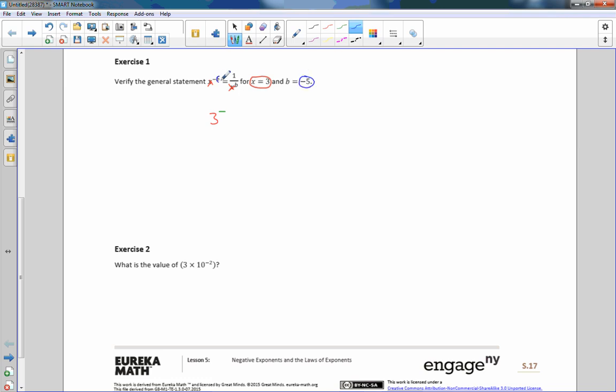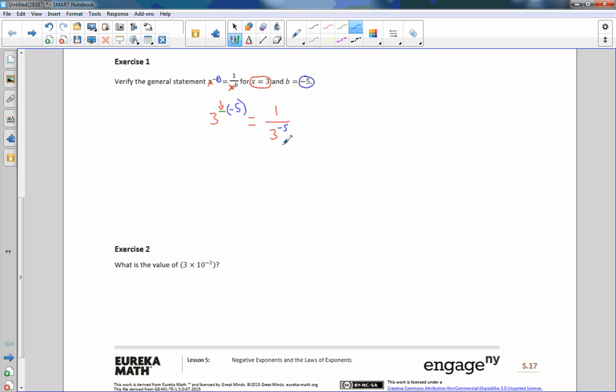So if b by itself, without that negative, is negative 5, then we're going to end up with this. Okay? And that is going to equal 1 over 3. And what I'm doing is getting rid of this green negative sign first. And that's going to leave me with this negative 5 here, because the negative tells me to move it to the denominator. That's what the rule says. But now I have a negative in the denominator.